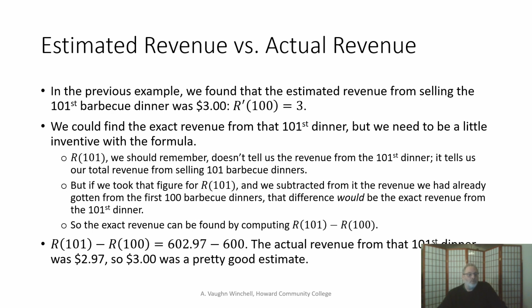If you plug 101 into the revenue function, you get 602.97. And if you plug 100 into the revenue function, you get 600. So the actual difference between selling 100 and selling 101 dinners is $2.97. So the actual revenue from that last dinner was $2.97.